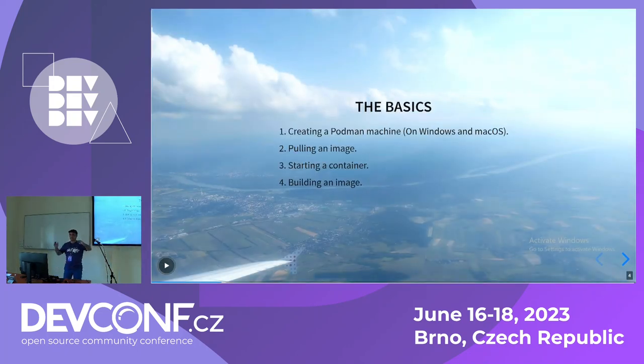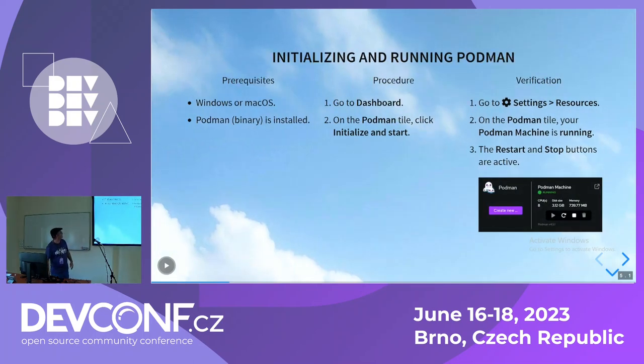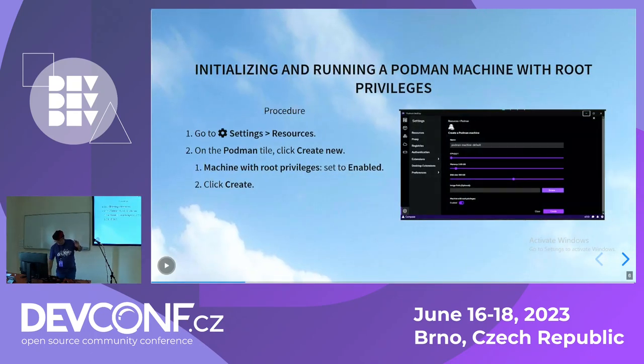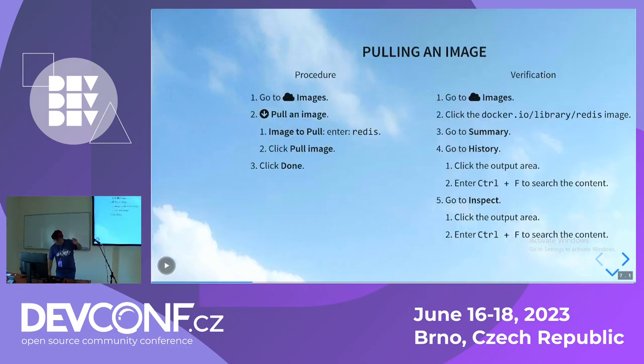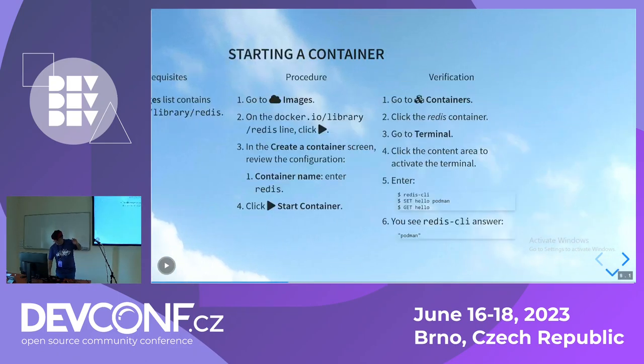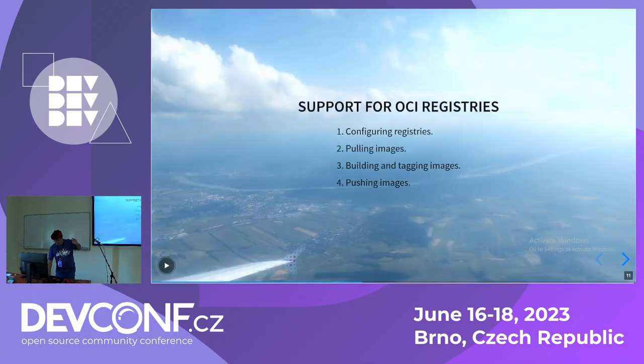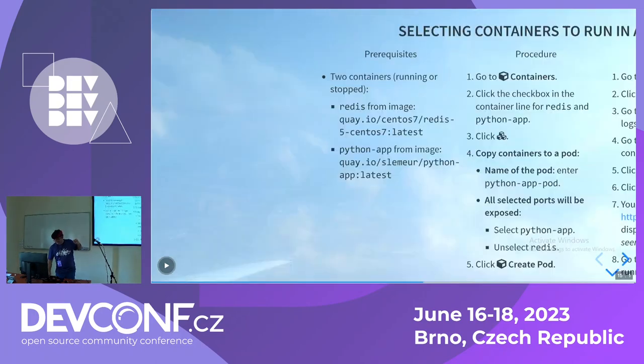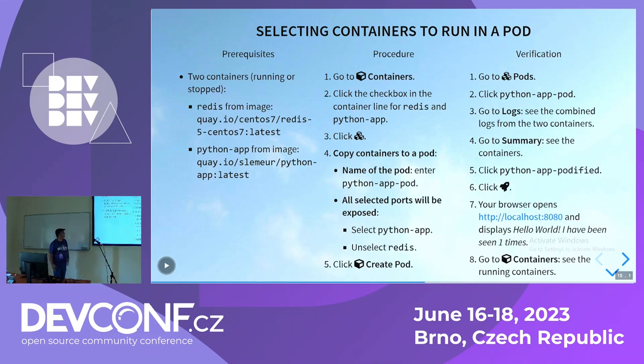Then the basics, I will go fast because I spoke of that this morning. So basics: creating a Podman machine, pulling an image, starting a container, building an image. If you want to go to the slides, you can look at it and you have small videos for everything. But I will fast forward on that, okay? That was the session of this morning. So this is where I will start from now, and I will try to make demos that work.